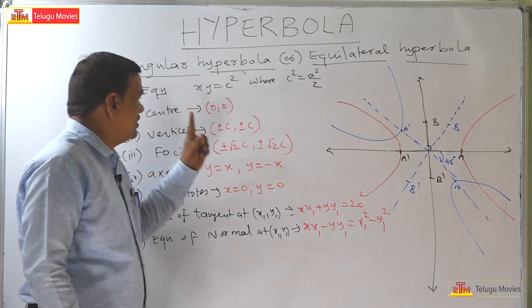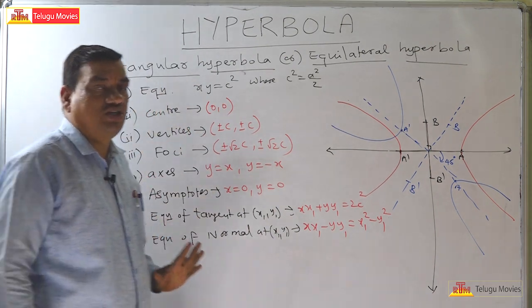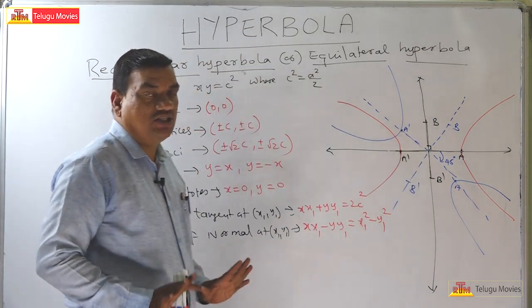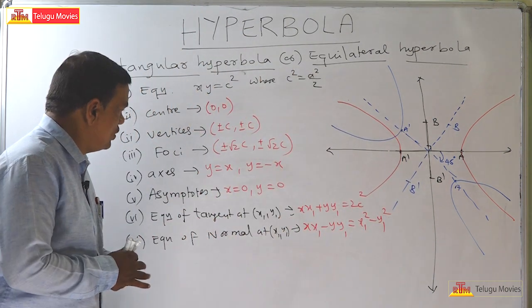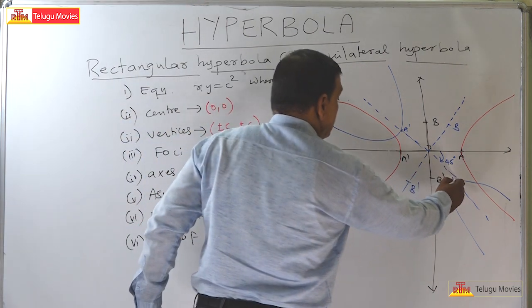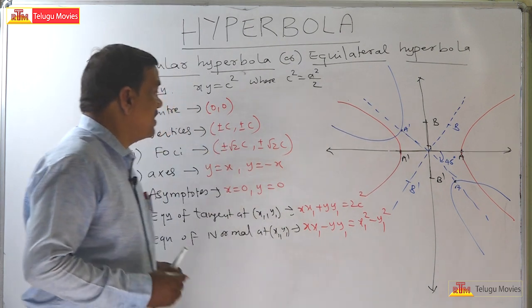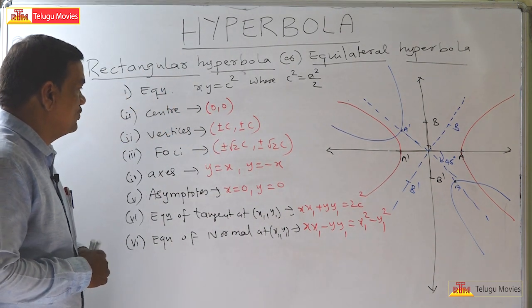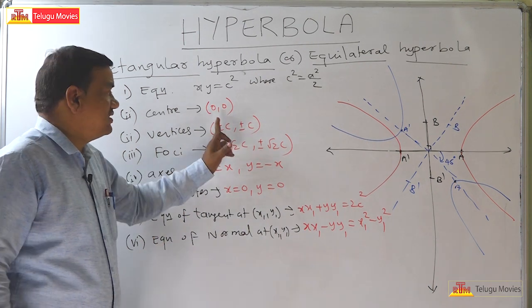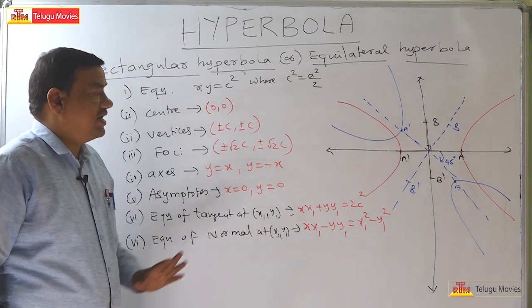Now the first thing is the center. The center we are not changing, we are keeping it as it is. That's why the center is (0, 0). The vertices will be changed. So the vertices are plus or minus c, plus or minus c. That means (c, c) and (-c, -c) will be there.